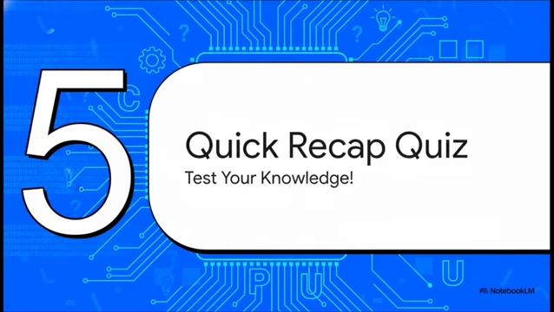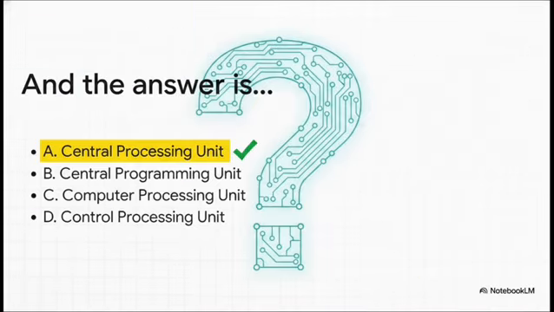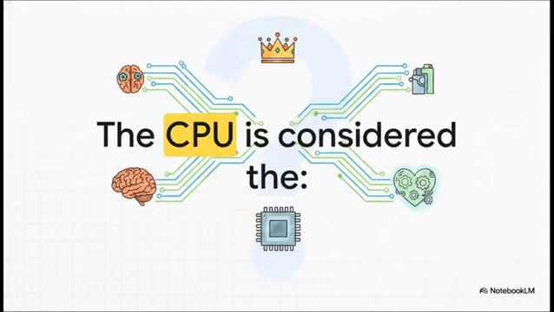Section 5. Quick recap pop quiz. Test your knowledge. All right, class, it is time to put everything we just learned to the test. I want you to actively think of the answer before I reveal it. Question 1. CPU stands for: is it A, Central Processing Unit, B, Central Programming Unit, C, Computer Processing Unit, or D, Control Processing Unit? Think about it. And yep, the correct answer is A, Central Processing Unit. Great start. Let's move on to question 2.